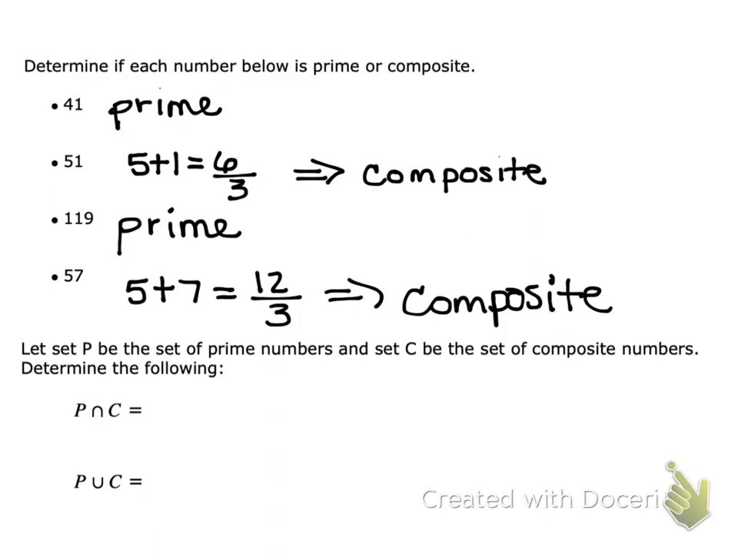Okay, go back to our first unit and think about sets, intersections, and unions with me for a second. Let P be the set of prime numbers and C the set of composite numbers. What would the intersection of P and C be? In other words, what's in both?